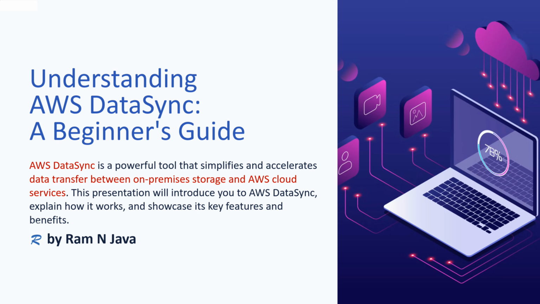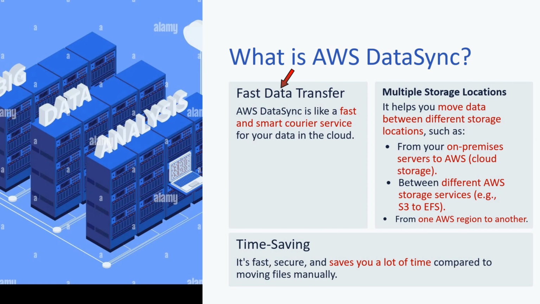In this video tutorial, I will explain what is AWS DataSync. AWS DataSync is like a fast and smart courier service for your data in the cloud. Using AWS DataSync, we can move data between different storage locations. For example, from your on-premises servers to AWS, between different AWS storage services, for example, S3 to EFS, from one AWS region to another AWS region. And AWS DataSync is fast, secure, and saves you a lot of time compared to moving files manually.